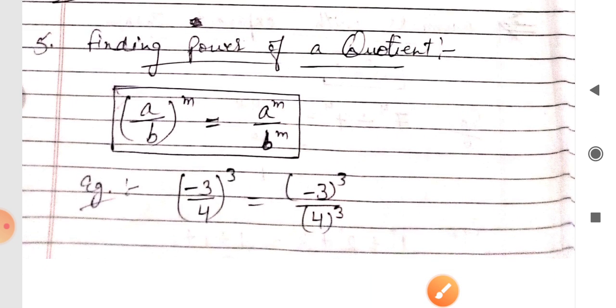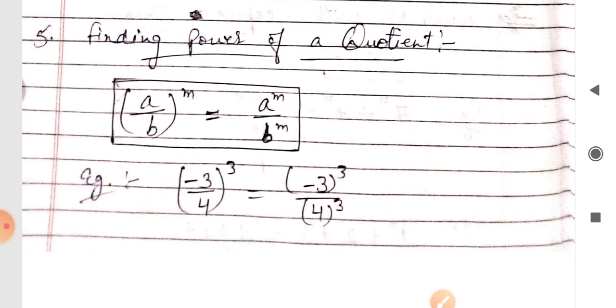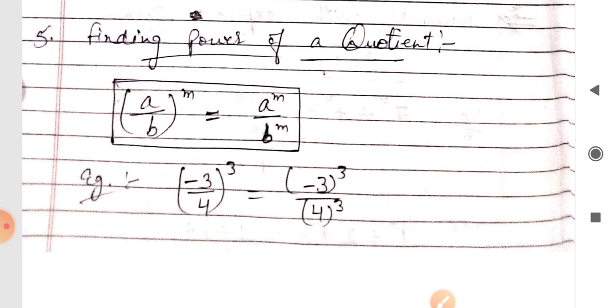The next law is finding power of a quotient. This is same as the fourth law. Only difference is that in the fourth law there was multiplication and in the fifth law we will use division. a divided by b, all raised to power m, will be equal to a raised to power m divided by b raised to power m. We will separate the powers for numerator and denominator.